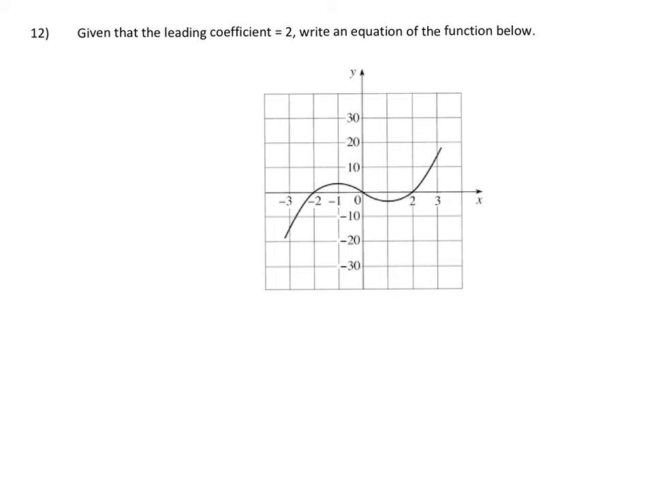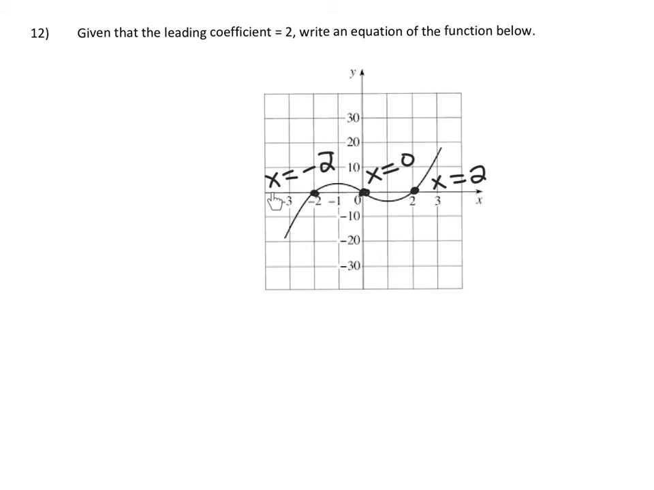Okay, on the next page, number 12. Given that the leading coefficient equals 2, write an equation for the function below. Okay, so in order to write the equation, we kind of need to know the factors of this. So in order to know the factors, we have to look at the zeros. So here we have a zero at x equals negative 2. We have one at x equals 0. And we have one at x equals positive 2.